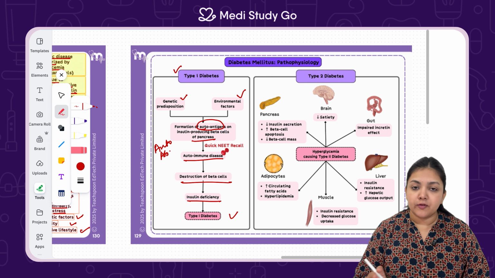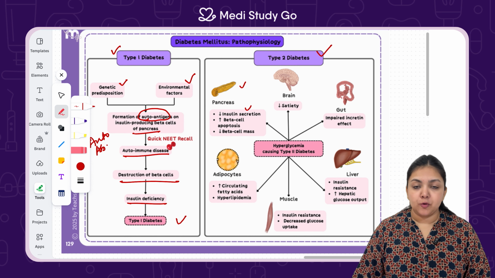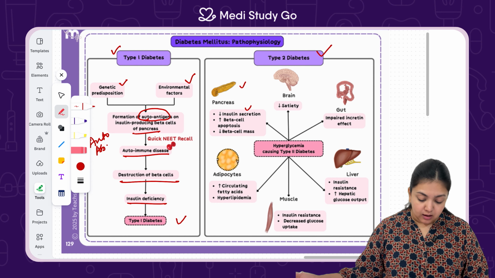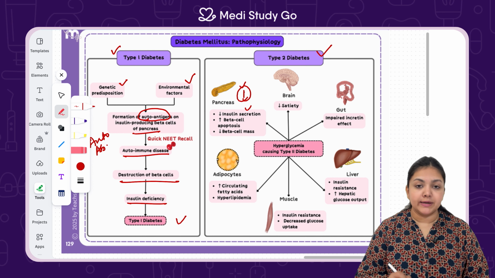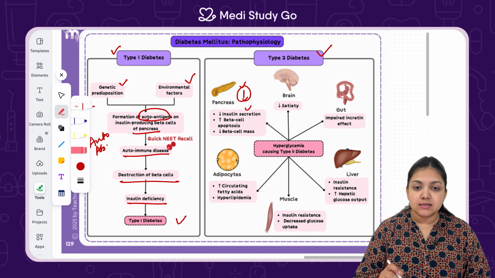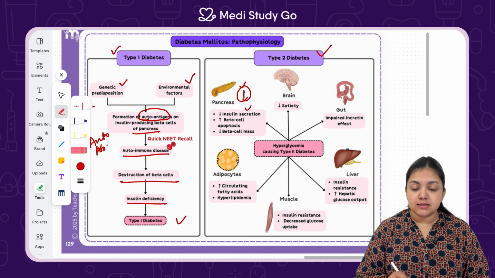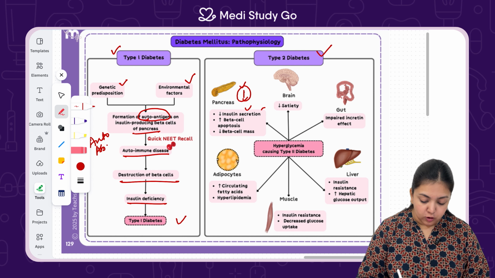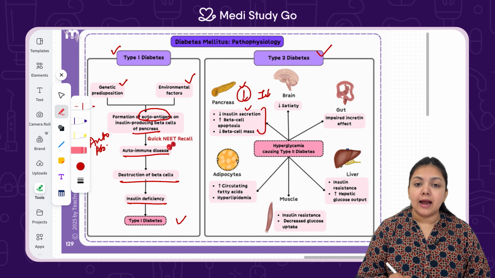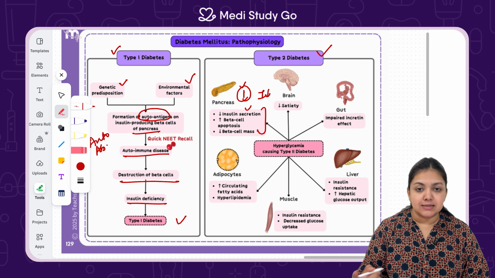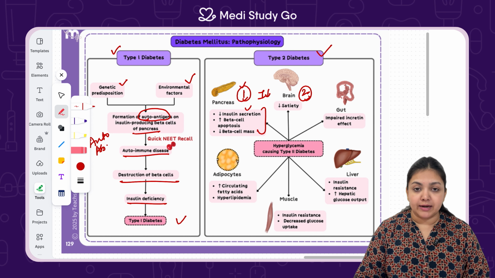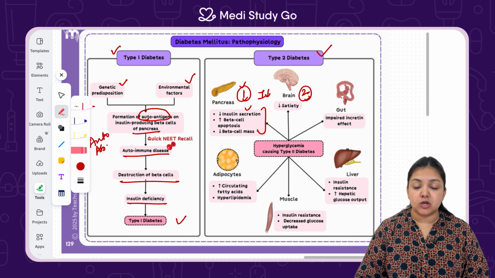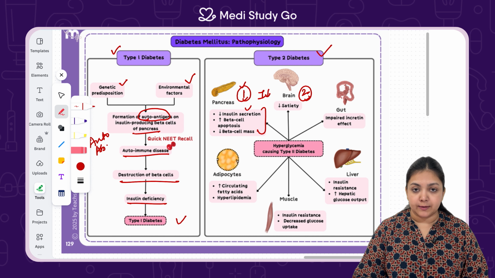If there is no cell, there is no insulin. So how is type 2 diabetes mellitus actually happening? Coming to the first organ which can be involved is pancreas. Either the pancreas is secreting less insulin, or the beta cells are going under apoptosis, or the beta cell mass is less, all of which means less insulin acting and more glucose in the body. So hyperglycemia occurs. Secondly, if the brain is not picking up the action of satiety, which is the feeling of fullness, the patient might go on eating and there is increased glucose in the body, which is hyperglycemia again.